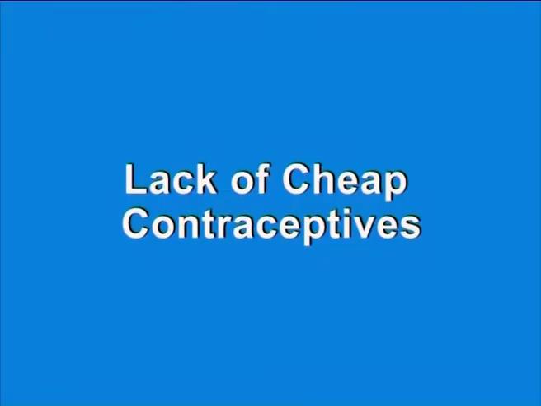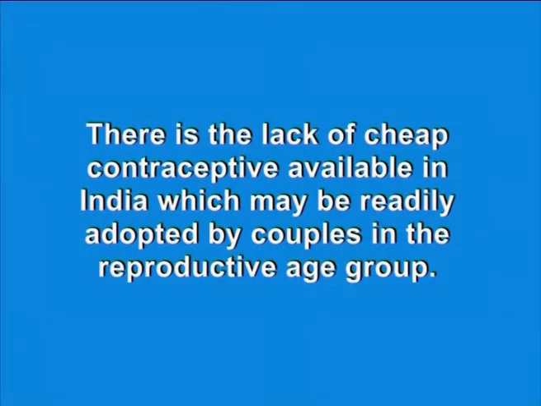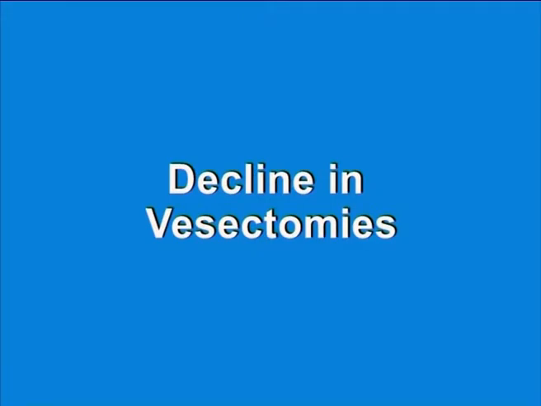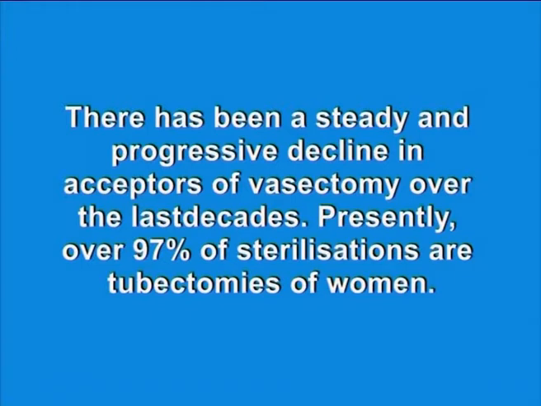Next problem is lack of cheap contraceptives. There is the lack of cheap contraceptives available in India, which may be readily adopted by couples in the reproductive age group. Family planning surveys have revealed that the majority of couples in the reproductive age group do not want more children but are reluctant to use contraceptives. Next problem is decline in vasectomies. There has been a steady and progressive decline in acceptors of vasectomy over the last decades. Presently, over 97% of sterilizations are tubectomies of women.